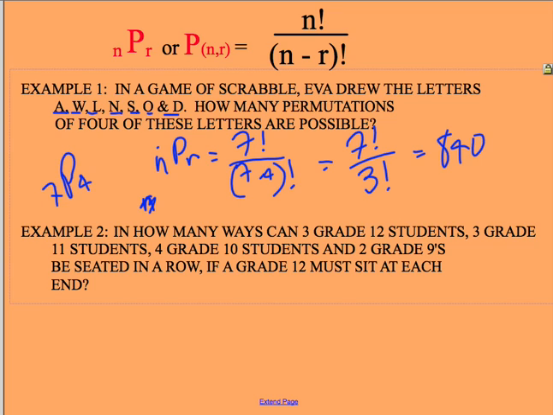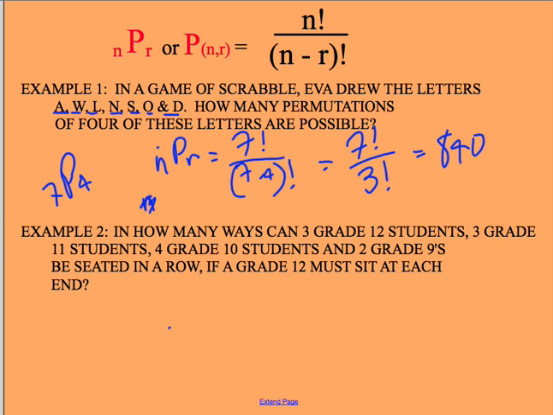How many ways can 3 grade 12 students, 3 grade 11 students, 4 grade 10 students, and 2 grade 9s be seated in a row if the grade 12s must sit at each end? All right, now this is where it gets a little complicated, and you've got to be able to think. What I like to do is draw this out. In this case, there are 3 grade 12s, 3 grade 11s, 4 grade 10s and 2 grade 9s. There's 12 kids.